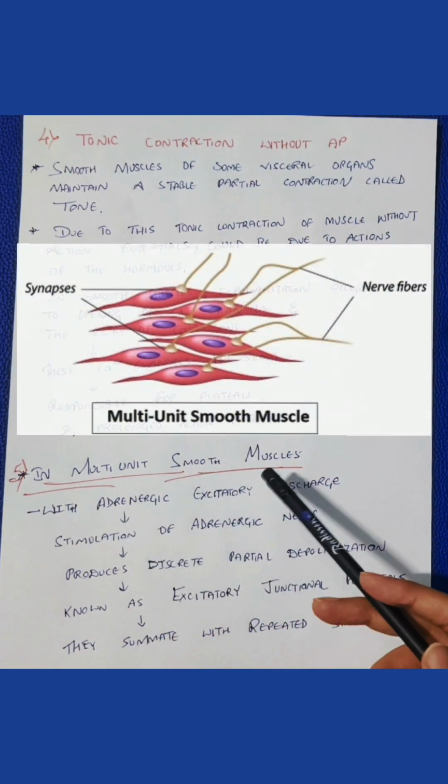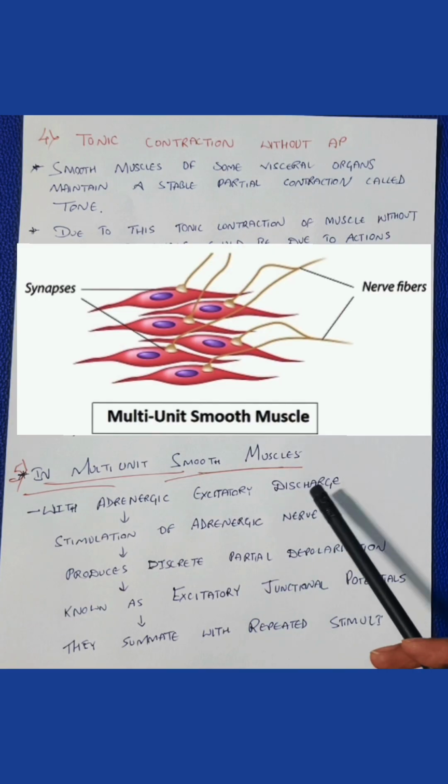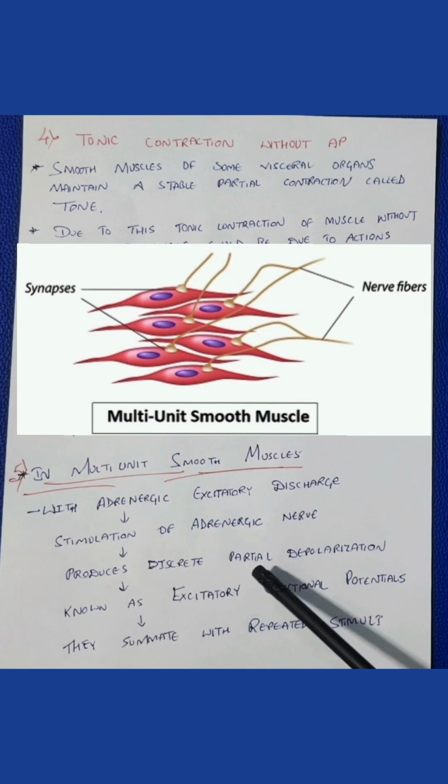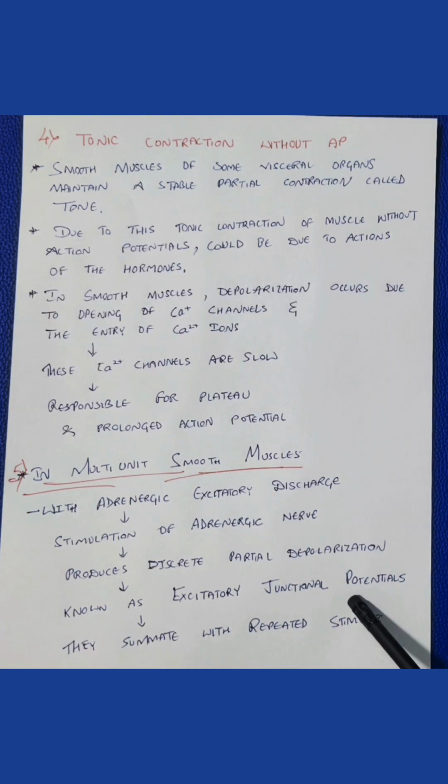In the multi-unit smooth muscle fibers, with adrenergic excitatory discharge, stimulation of the adrenergic nerve produces discrete partial depolarization known as excitatory junctional potentials, and they summate with repeated stimuli.